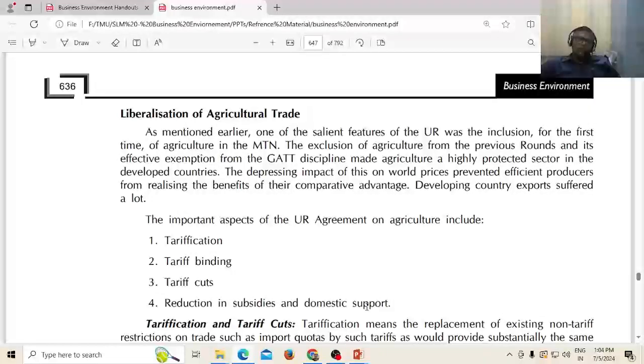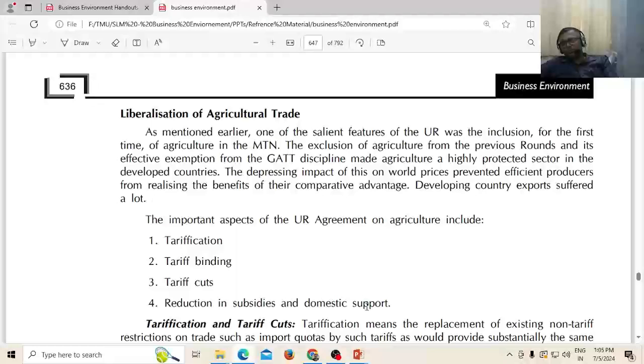As mentioned earlier, one of the salient features of the UR was the inclusion, for the first time, of agriculture in the MTN. The exclusion of agriculture from the previous rounds, and its effective exemption from the GATT discipline, made agriculture a highly protected sector in the developed countries. The depressing impact on world prices prevented efficient producers from realizing the benefit of their comparative advantage. Developing countries' exports suffered a lot.